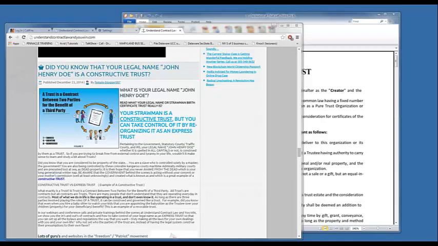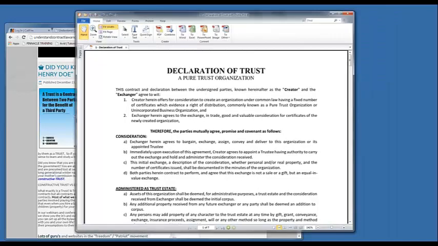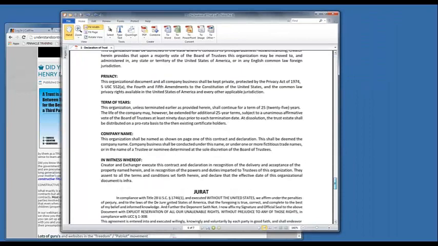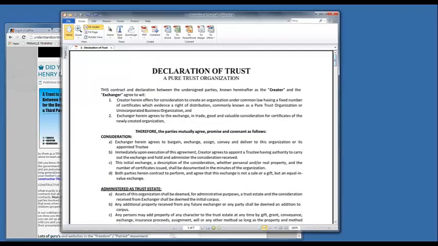Do you understand that the John Henry Doe Trust, your legal name, is a trust? It's not you. It's not a corporation. It's a trust. The kind of trust can either be express or constructive. Express is like this, where the meeting of the minds is documented on paper, expressed, signed and witnessed by the parties. That's an express trust.